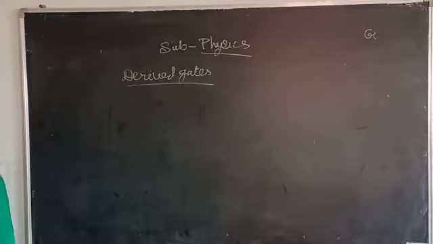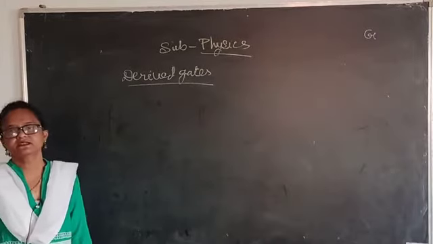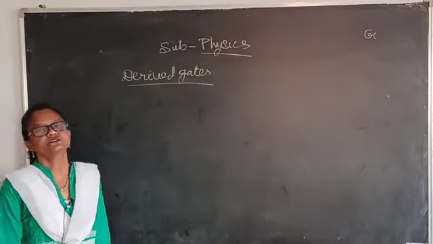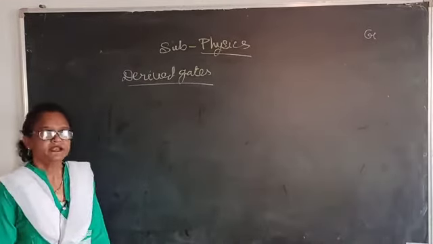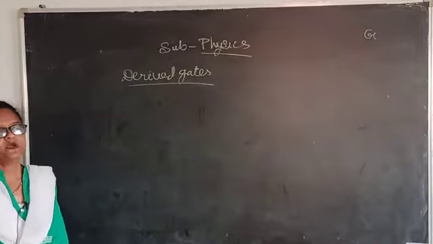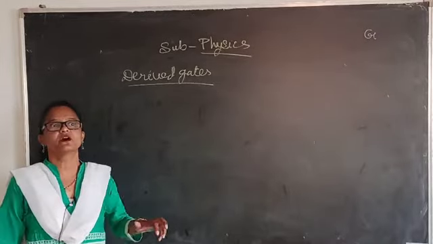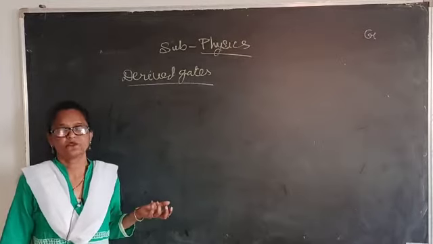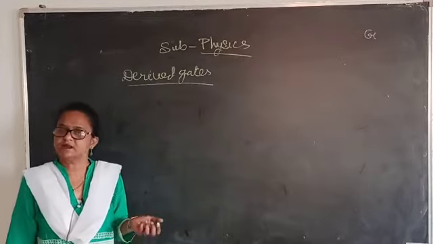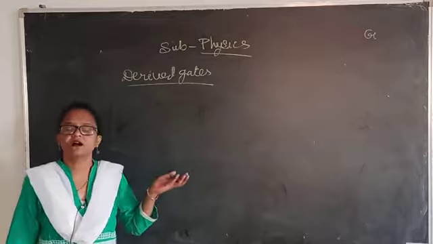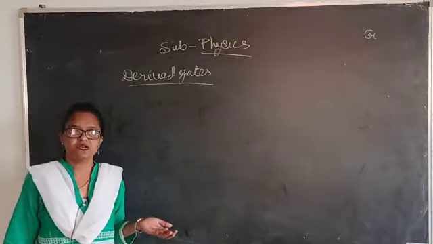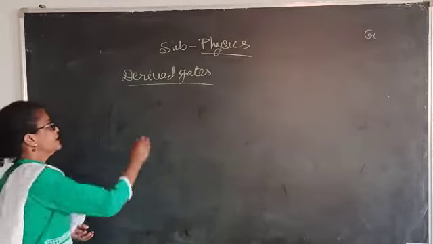Hello everyone. In our last lecture we have seen some of the basic gates and today we are going to see derived gates. Derived gates are the gates which are derived from the basic gates. Which are the basic gates? AND, OR, NOT. These are the basic gates. And from these basic gates, some of the gates are derived and those are called the derived gates.